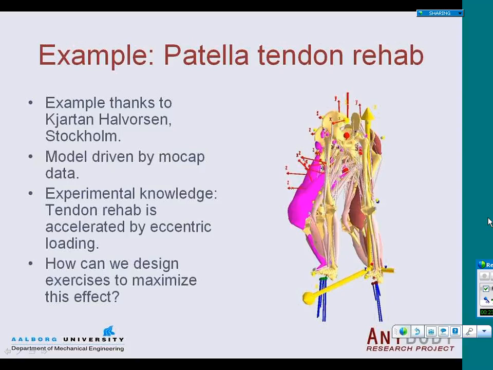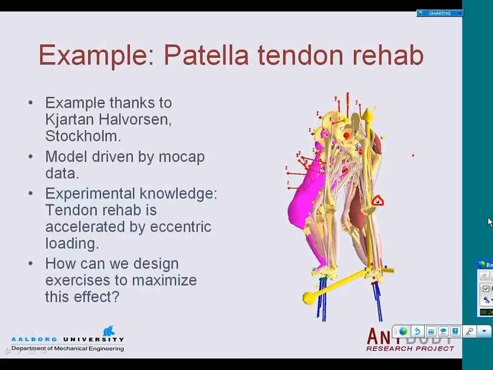Now here's another example, which is about rehabilitation of the patella tendon, and again I wish I could show you the video. It's a really cool video of a person doing a squat movement. This movement has been recorded by a motion capture system, and then it has been imposed on the model. You can actually see these little dots here. Those are the motion capture markers, the optical motion capture markers, and they are driving the model.